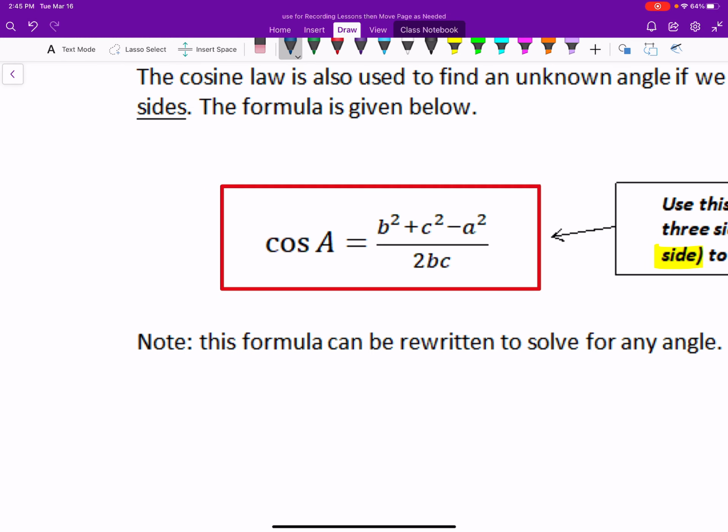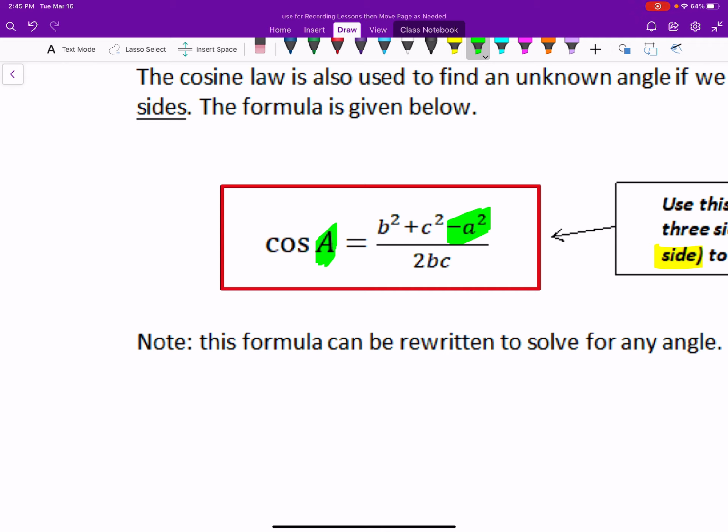And it's another easy one to remember. Here's how I usually describe it. Whatever angle I'm looking for, in this case it's A, that side length, the side across from it, only shows up once. That shows up in the numerator, and that's the side length that you square and then subtract.